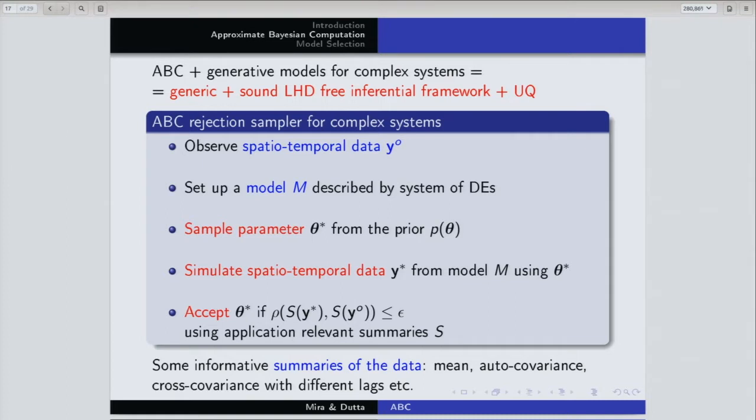What are the typical summary statistics that we can use when we have a time series? Well, we can use the mean, autocovariance, cross-covariance, or at different lags. And we'll get more into the details of the possible summary statistics that we will be using.